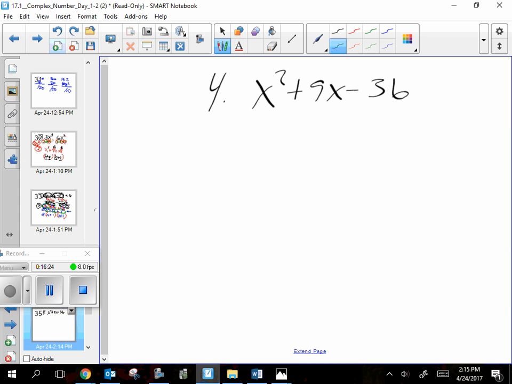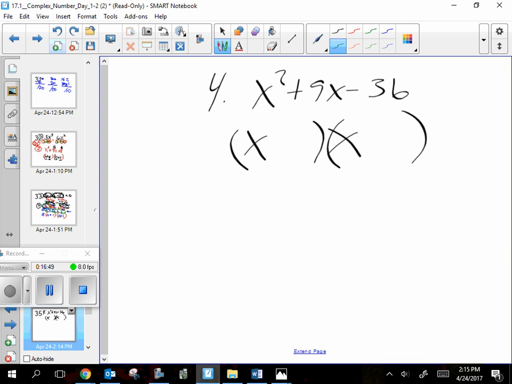And I see that this just needs 2 parentheses. And how do I always start, Mr. W? X and x. And then the two numbers have to multiply to 36 and add to 9. And I'll give you a hint. 6 and 6 don't add up to 9. So it can't be 6 times 6 is 36, even though I know that's one of your favorites.